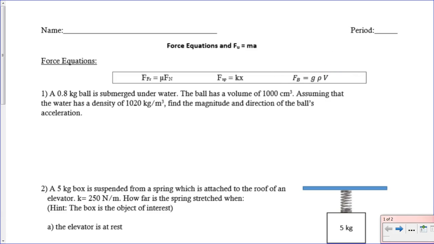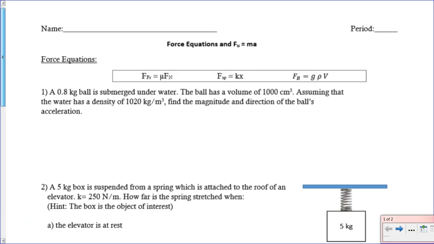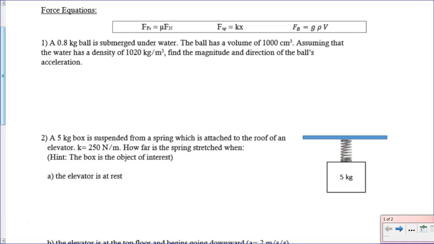So hopefully after that cursory review, you'll be good to go on the equations that we'll be using in these problems. Typically speaking, we usually do an Fnet equals ma somewhere in here, and sometimes there's a velocity versus time graph involved as well. This first problem says we've got a 0.8 kilogram ball submerged underwater. The ball has a volume of 1,000 centimeters cubed, and assuming that the water has a density of 1020 kilograms per meter cubed, find the magnitude and direction of the ball's acceleration.